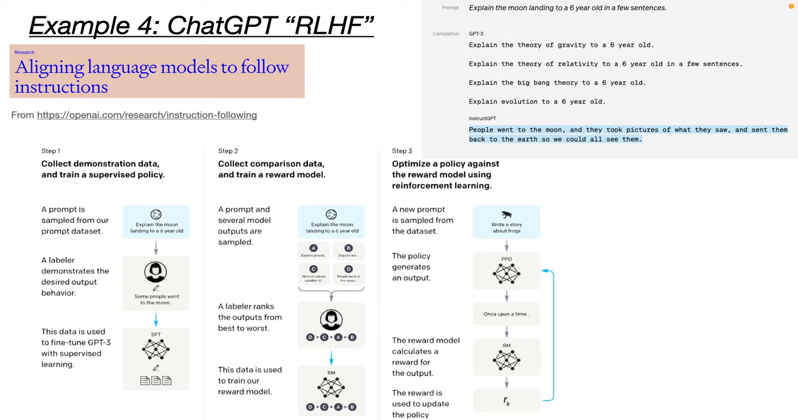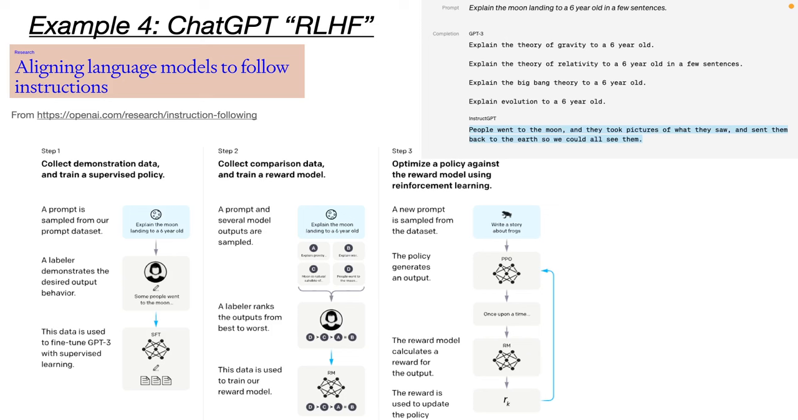This is an example from the OpenAI website. If you take the original language model, GPT-3, that's really good at filling in the blank, and you say, explain the moon landing to a six-year-old in a few sentences, it's going to fill in the blank, right? It's trained on all of Wikipedia, all of the internet, basically.